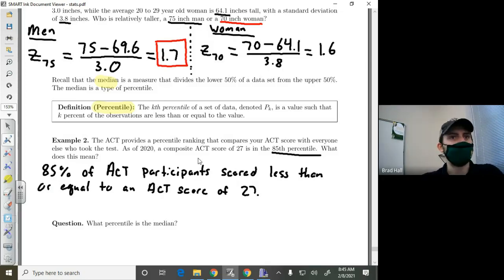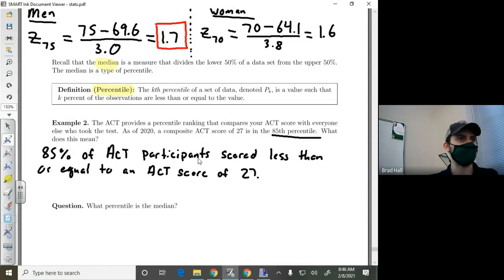So if you score in the 85th percentile, you're better than 85% of people's scores. That's pretty much it. If it's 25th percentile, you're better than 25% of participants. That's all it means. It just tells you what percent you're higher than in some category.